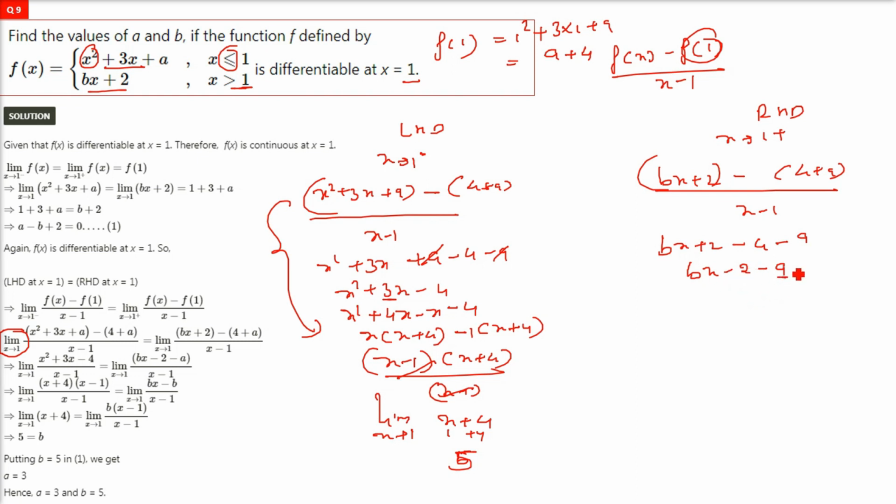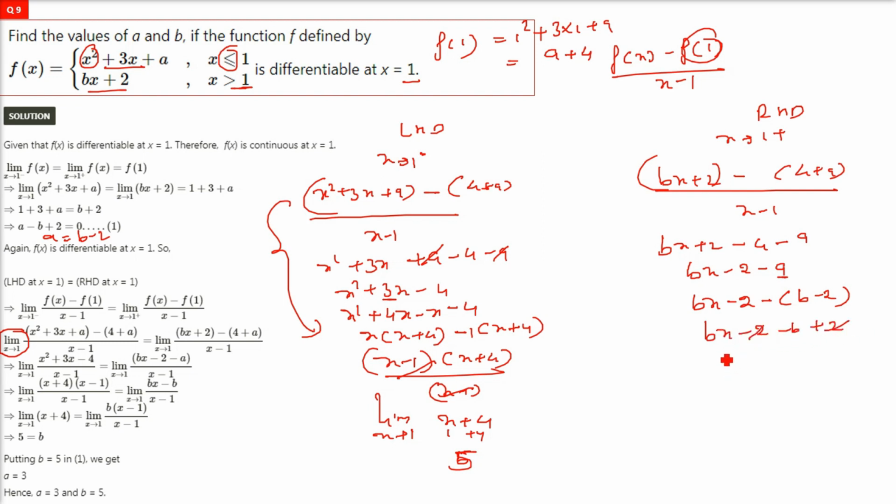Here also we have to find something in the numerator so that we can cancel it out using x minus 1. So as I said, we have to use a equals b minus 2, or a minus b plus 2. Replace this a as b minus 2. So bx minus 2, in place of a, just write b minus 2. So what do you get? Bx minus 2 minus b plus 2.